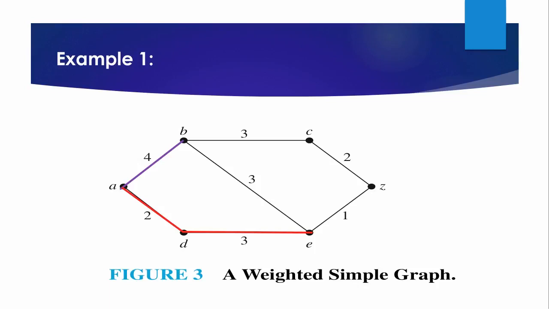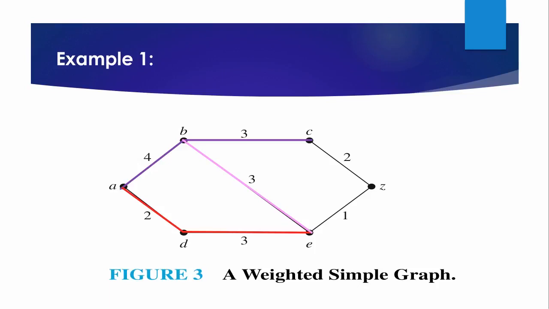To find the third closest vertex to A, we need to examine only the paths that begin with the shortest path from A to a vertex in the set {A, D, B}, followed by an edge that has one endpoint in the set and its other endpoint not in this set. There are three such paths, which are A, B, C of length 7, A, B, E of length 7, and A, D, E of length 5.